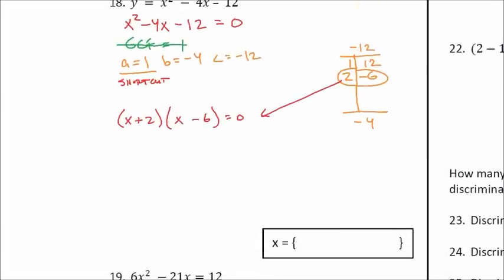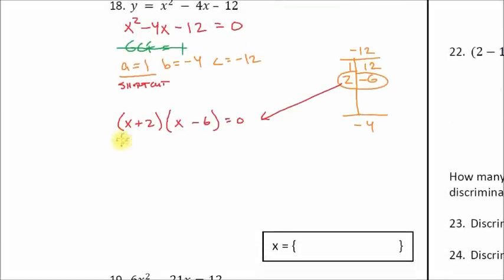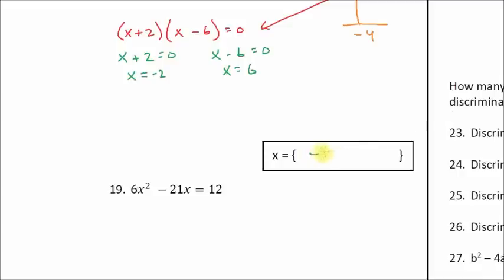And now we're finding solutions. We're not just factoring, we're actually finding solutions. That means let's figure out what x values. We'll change this equation to 0. Either x plus 2 has to be equal to 0, or x minus 6 has to be equal to 0. This is going to be negative 2. It's going to be positive 6. So our solutions are negative 2 and positive 6.